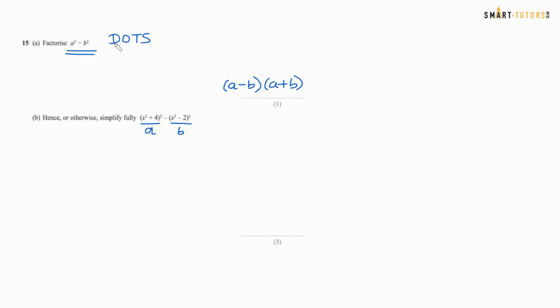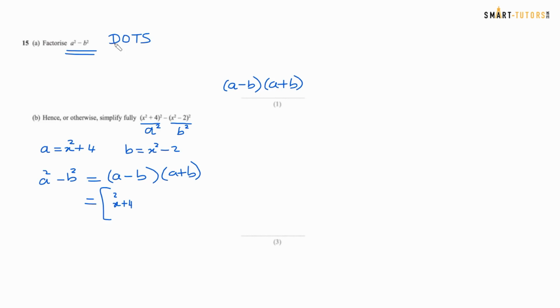So in the first part, this is a and this is b. So a squared minus b squared. My a is x squared plus 4. My b is x squared minus 2. So a squared minus b squared, we have written as a minus b, a plus b. So I'm going to substitute. a minus b means x squared plus 4 minus (x squared minus 2). That is my a minus b. a plus b is x squared plus 4 plus x squared minus 2.